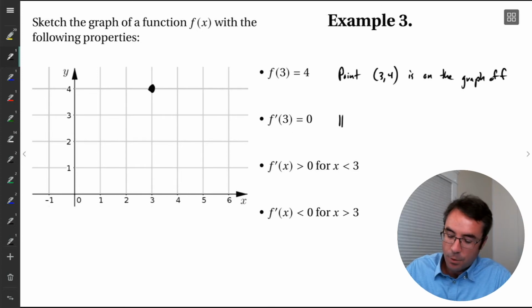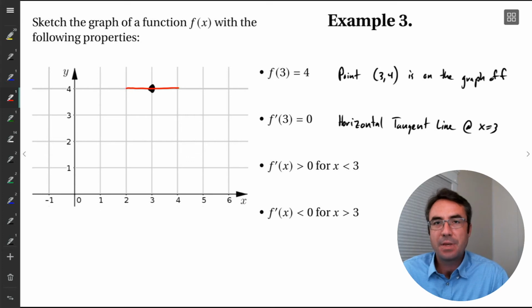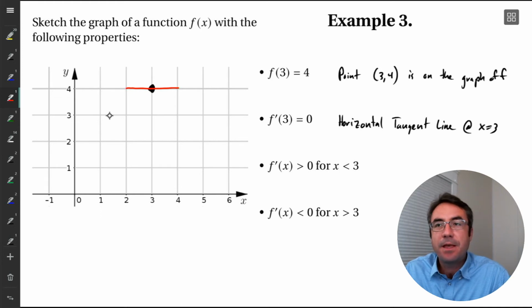All right, next, f prime of 3 is equal to 0. Well, that means we have a horizontal tangent line. The slope of our graph is 0. So we have a horizontal tangent line at x equals 3. So let's draw in our horizontal tangent line. It's going to look something like that. And what that means is when we start sketching in our graph, it should flatten out in some way. It should flatten out at x equals 3.